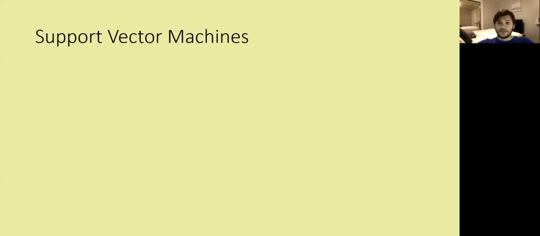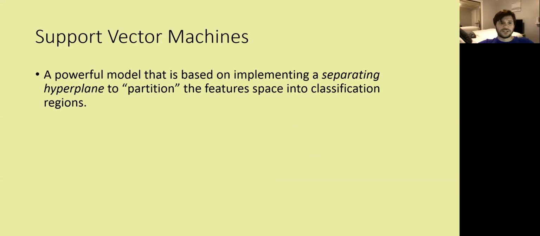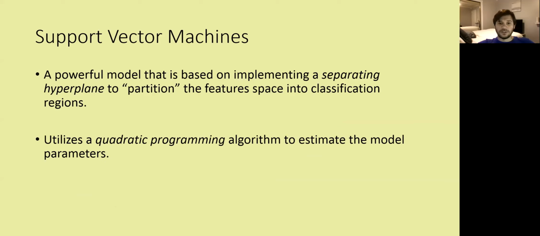These are a fairly powerful technique based on implementing something that is known as a separating hyperplane in order to partition our input space into different classification regions. And this technique specifically uses a quadratic programming implementation in order to estimate the beta parameters or the weights. Hopefully you remember quadratic means we have things squared, so it's a very specific type of programming structure.